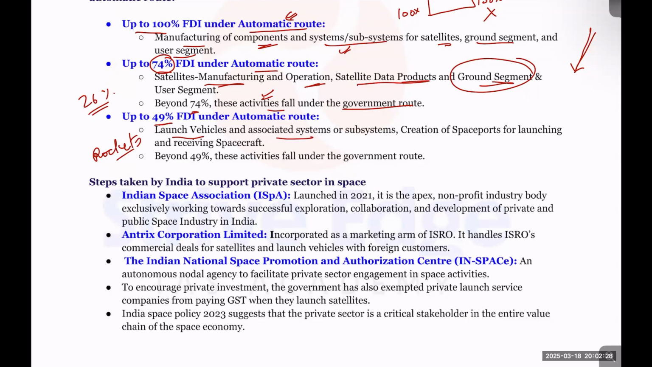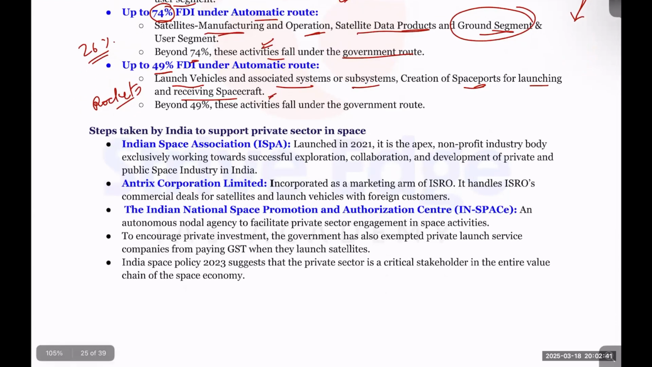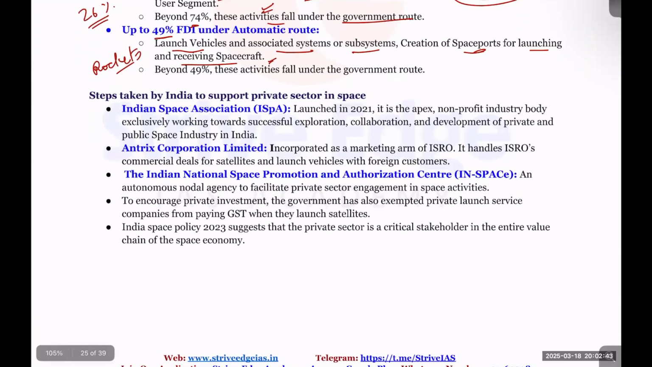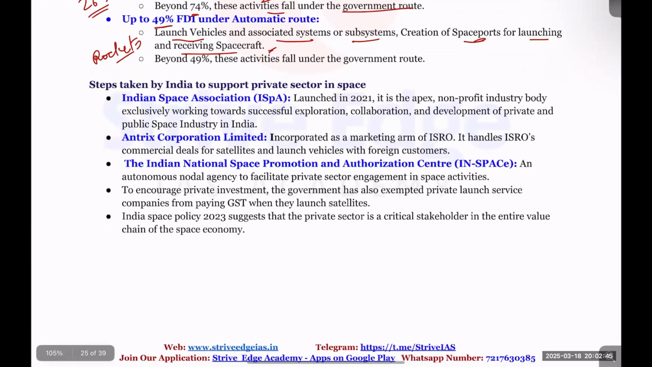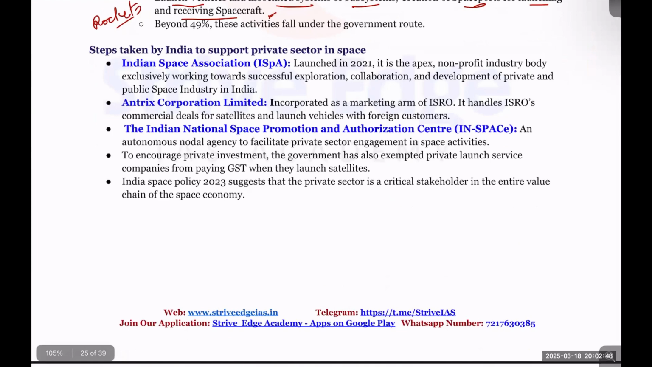It is associated with systems and subsystems of the rocket, and the creation of a spaceport for launching and receiving the spacecraft. So even if you want to create a spaceport, then also you have to take the permission of the government beyond 49%, right? Now, what are the steps that have been taken to support the private sector in India?